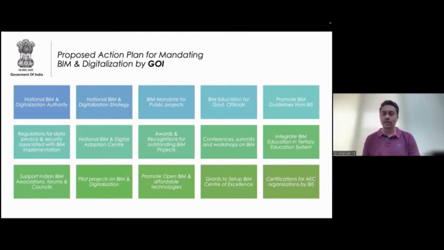Grants to set up BIM Centers of Excellence in multiple universities in collaboration with industries need to be provided by the government. And also certifications for the AEC organizations by the Bureau of Indian Standards or CII, FICCI, kind of initiatives by Indian institutions, where they can provide the BIM certification for the organizations, showcasing their maturity of BIM in delivering the projects, which can be part of the contract to get the points for the companies to get their projects. Well, this is a kind of proposed action plan from my side.